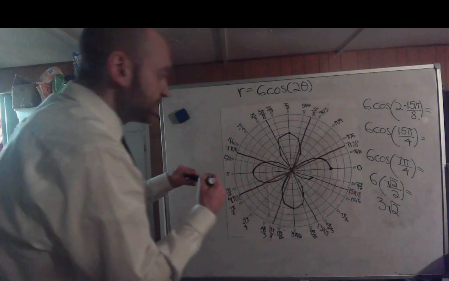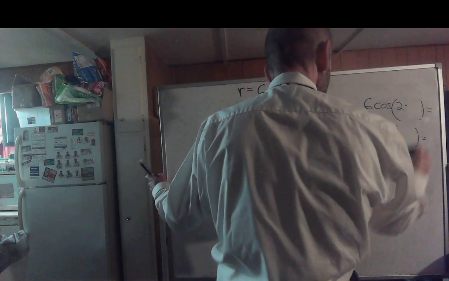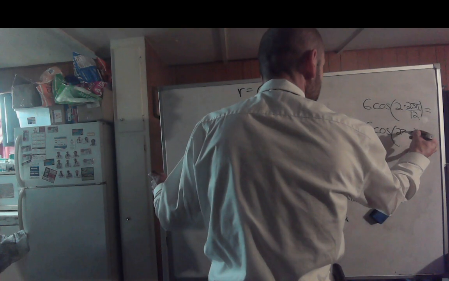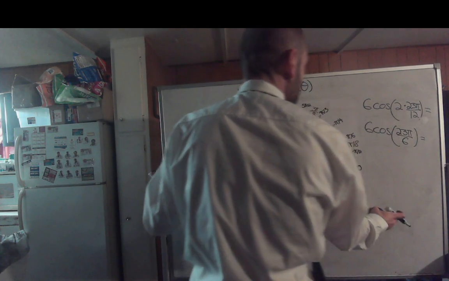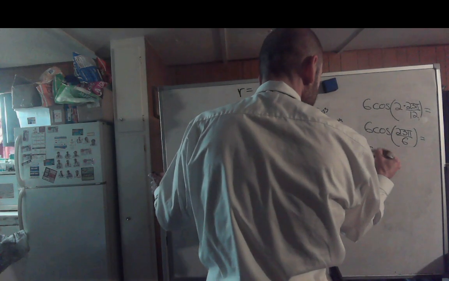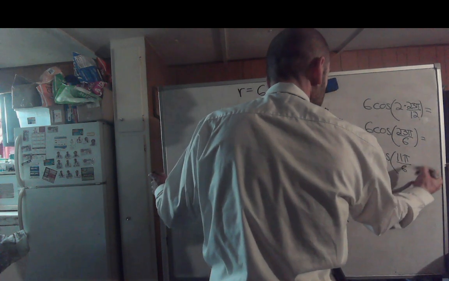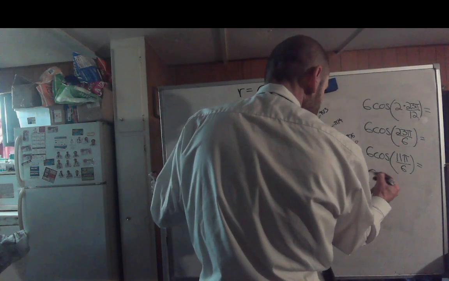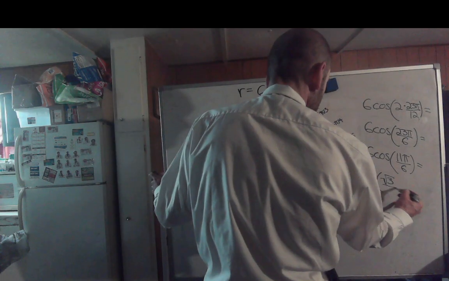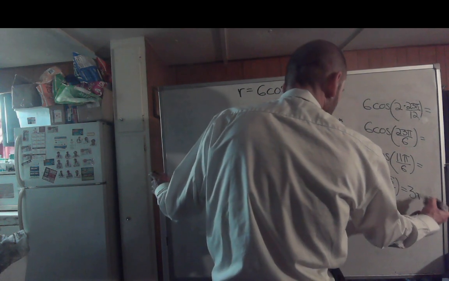All right, and then we need to do 23 pi over 12. I think we're about done, folks. So 2 times 23 pi over 12. Well, that's going to be 23 pi over 6. 6 times the cosine of 23 pi over 6, which would be the same as 6 times the cosine of 11 pi over 6. Well, that would end up then giving me 6 times the square root of 3 over 2, which would be 3 times the square root of 3.